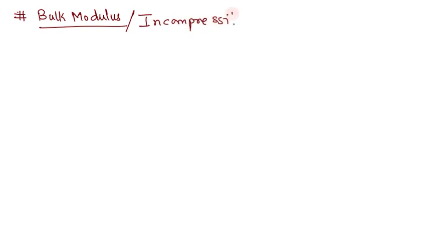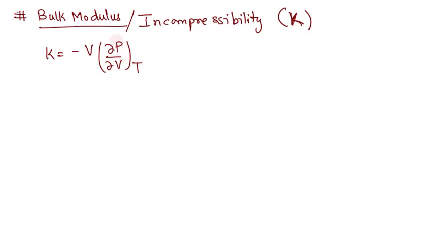Let me define three more quantities in this video and then I will stop. This is bulk modulus, or it is also called the incompressibility factor. Let me denote it as K. This K is defined by minus V del P by del V at constant temperature. So this is how the pressure is varying with volume, multiplied with a factor of volume. So this is the bulk modulus.